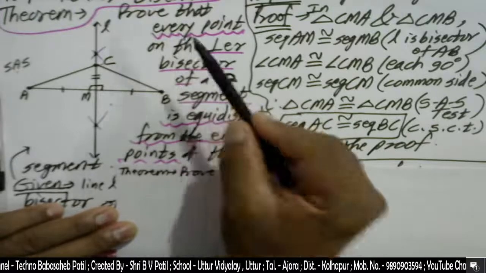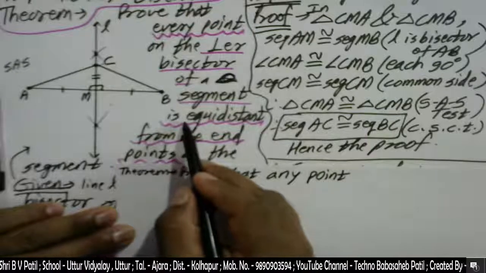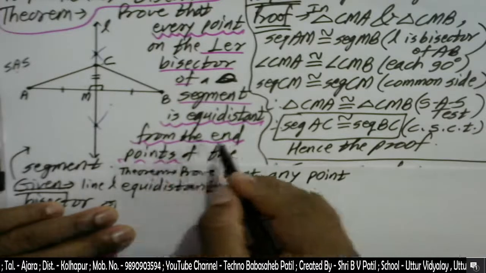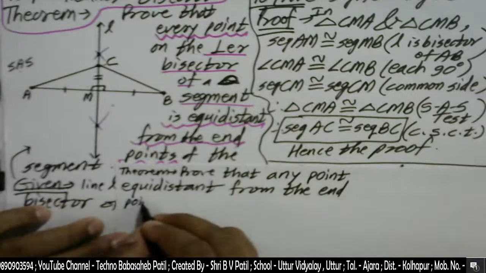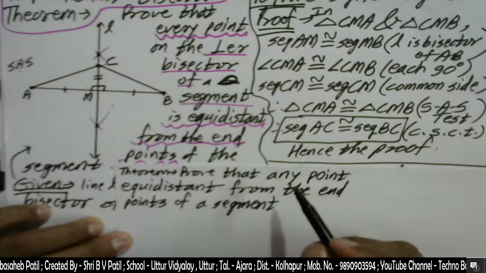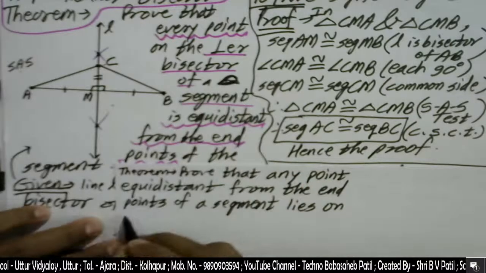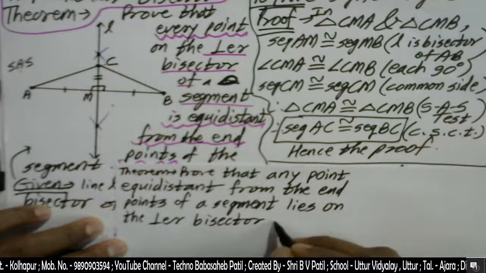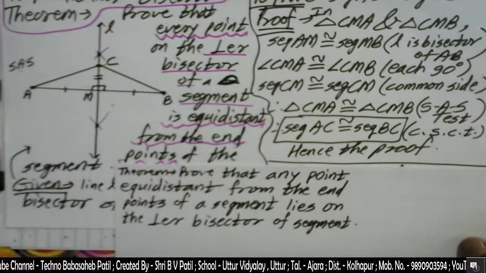Every point, that is any point we take here, equidistant from the end points of the segment lies, that is included, on the perpendicular bisector of a segment. That is the theorem we prove here.